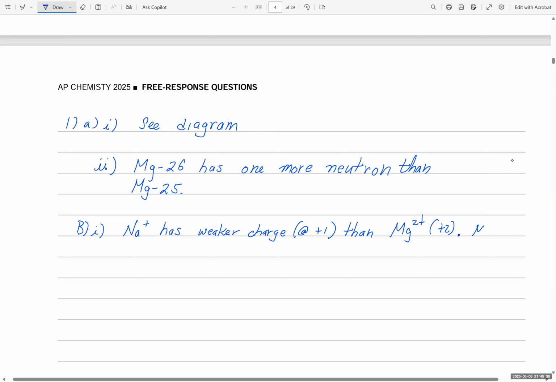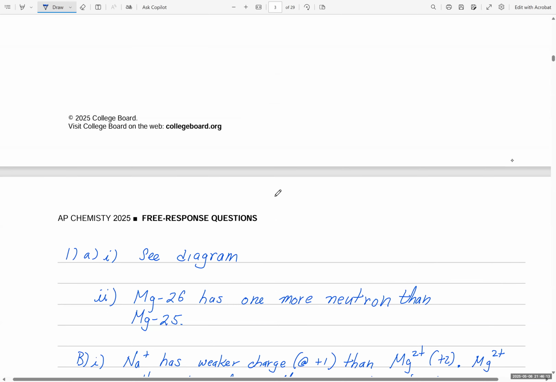magnesium 2 plus will create a larger attraction to water molecules. Okay. So, I think that's enough. We could go into it in a little bit more detail, but I think we'll leave it at that.